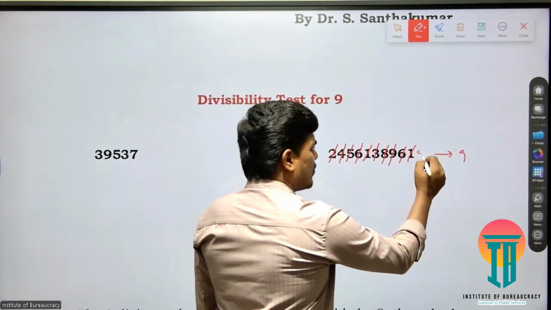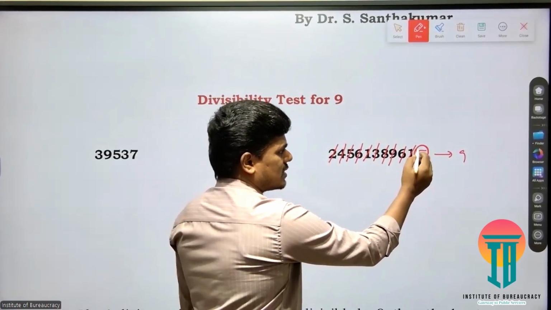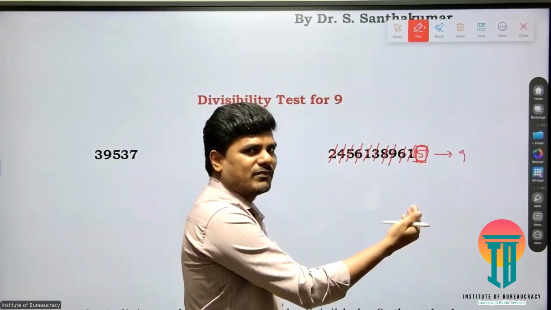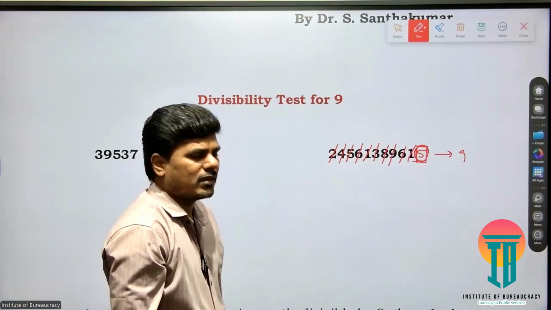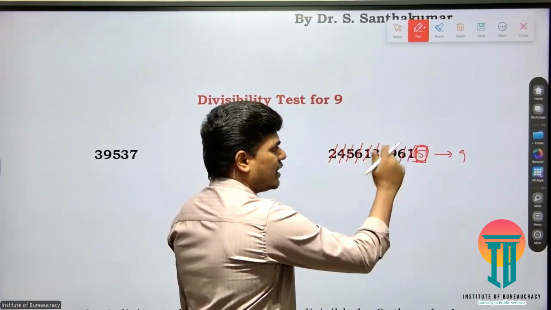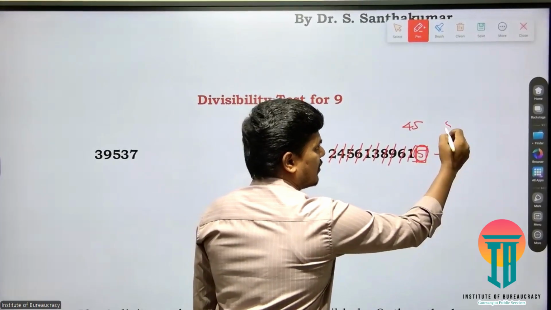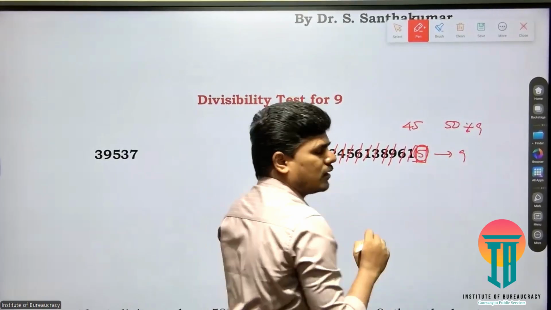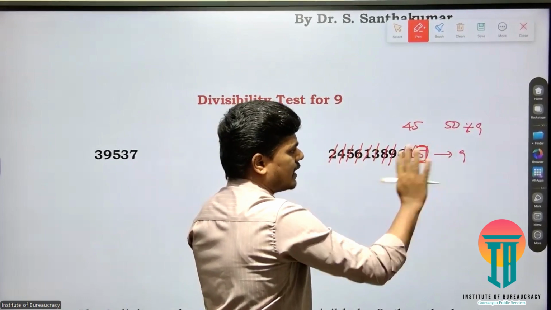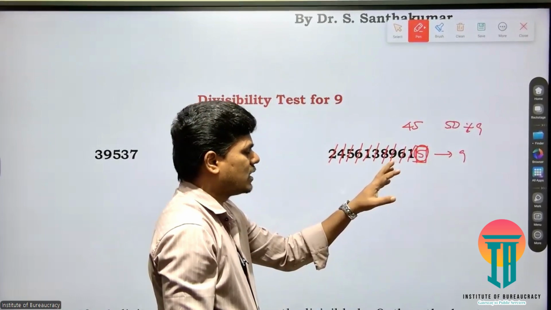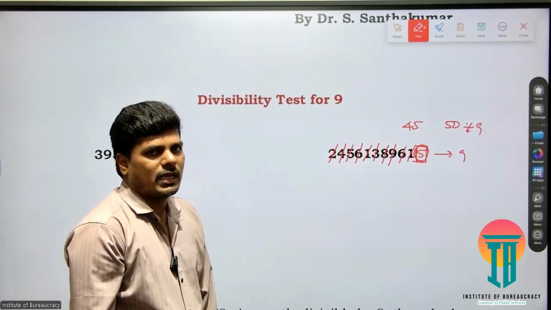Suppose I include one more number here, which will not have any pair. Since this 5 is left, if any number is left after crossing out like this, then the number is not going to be divisible by 9. Earlier when we added, we got 45. With one more digit added, it is going to become 50. Definitely 50 is not divisible by 9. If we just cross out the 9s, 5 is left out here, therefore it is not divisible by 9. So this is how we check whether the given number is divisible by 9 or not.